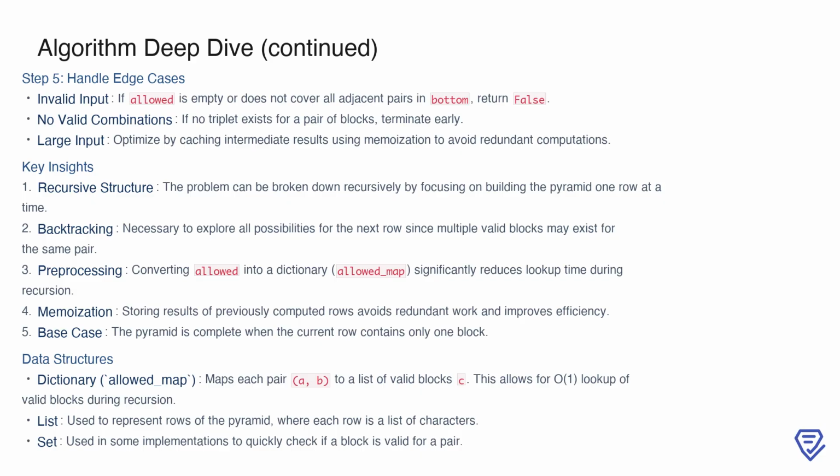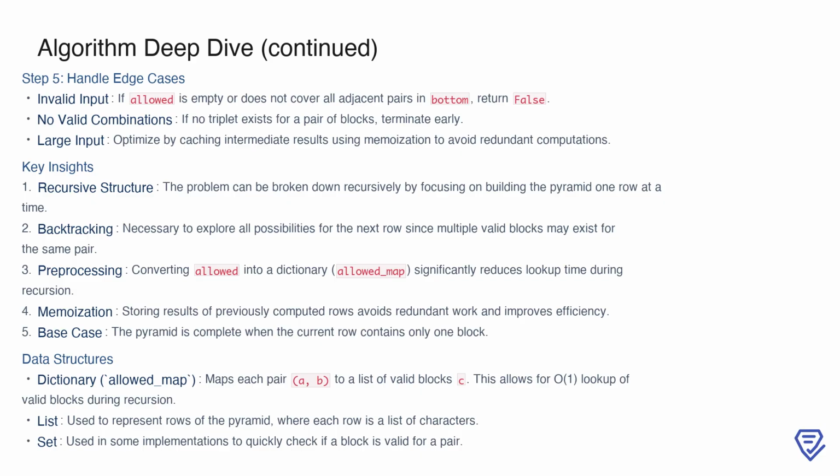While implementing the algorithm, we must also account for edge cases that could arise. For example, if the allowed list is empty or fails to cover all adjacent pairs in the bottom row, the pyramid cannot be built, and we return false. Similarly, if no valid triplet exists for a given pair of blocks, the algorithm should terminate early. For larger inputs, optimization becomes crucial. Memoization is applied to cache intermediate results, avoiding redundant computations and significantly improving efficiency.